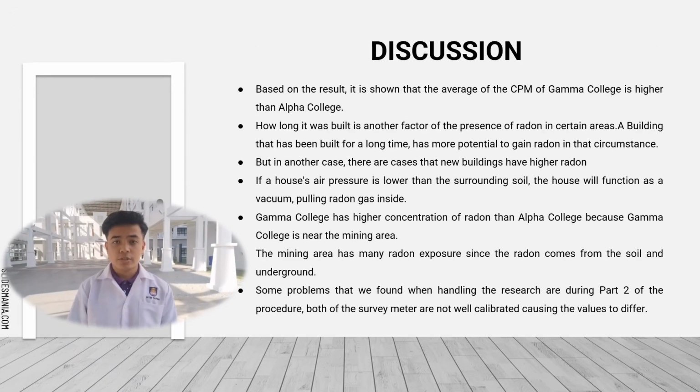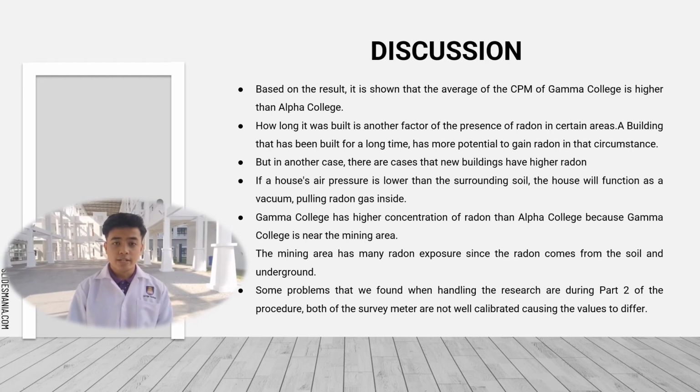Based on the result, it is shown that the average CPM of Gamma College is higher than Alpha College. How long a building has been built is another factor in the presence of radon in certain areas. A building that has been built for a long time has more potential to gain radon. But in other cases, new buildings have higher radon. If a house's air pressure is lower than the surrounding soil, the house will function as a vacuum, pulling radon gas inside. Gamma College has a higher concentration of radon than Alpha College because Gamma College is near the mining area. The mining area has many radon exposures since the radon comes from the soil and underground.